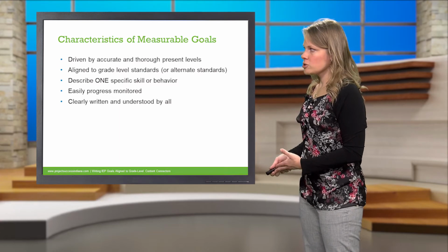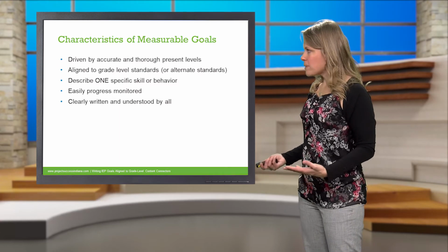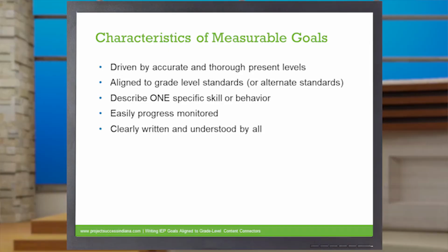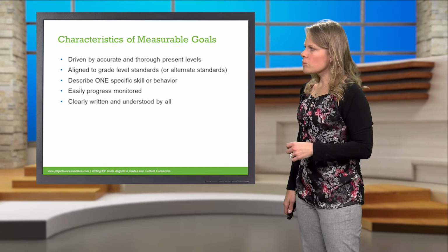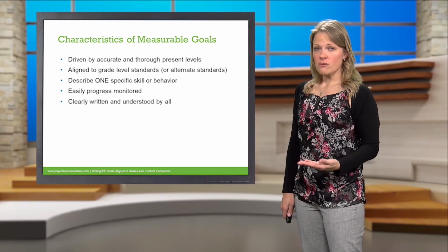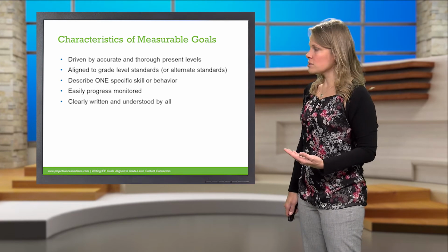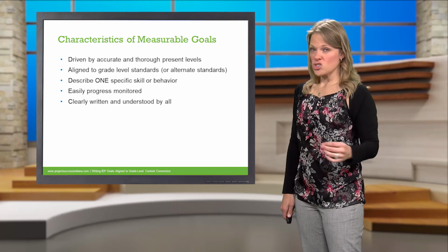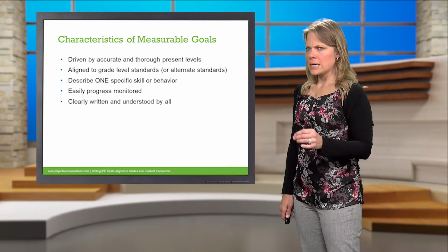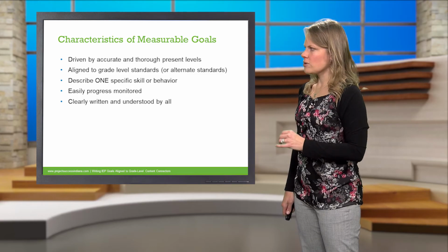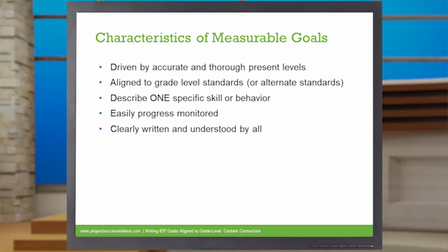So let's talk about characteristics of measurable goals. What might be included in such a thing? They're driven by accurate and thorough present levels. I mentioned that earlier. Really important that we're updating those present levels anytime we have a case conference, and that they're thorough. We're not just making general statements, but that we're really digging in and listing information about the skills and abilities of the student.